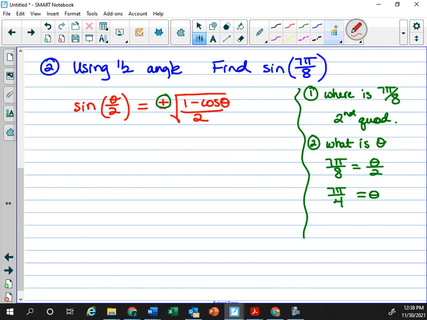Now we can go back and start evaluating this. We picked positive, so I don't need to write that in front anymore. 1 minus the cosine of, well, what was theta? It's 7 pi over 4. Then it's just a matter of evaluating and simplifying. So you have all that decision making up front, and then we just get to answer it. So what is the cosine of 7 pi over 4?